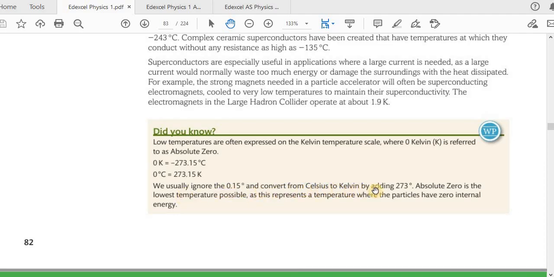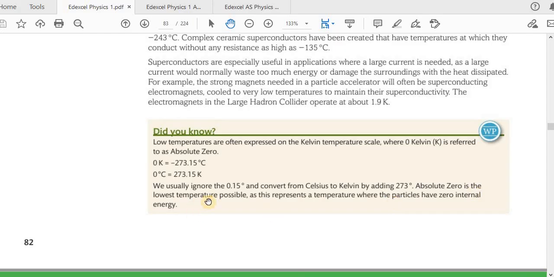And convert from Celsius to Kelvin by adding 273. Actually, I think I have created a video about this unit conversion. It's in the O-level physics playlist. You can have a look. There's a way to write the equation so that these units cancel out properly.